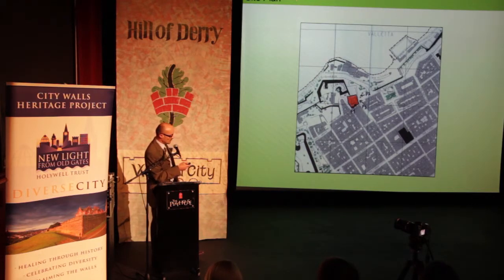This is just to put you in the picture. Valletta is along this route over here. We've got Sliema on one side and the three cities on the other side. So it faces what we call Marsamxett Harbour. And this is St. Andrew's Bastion over here.